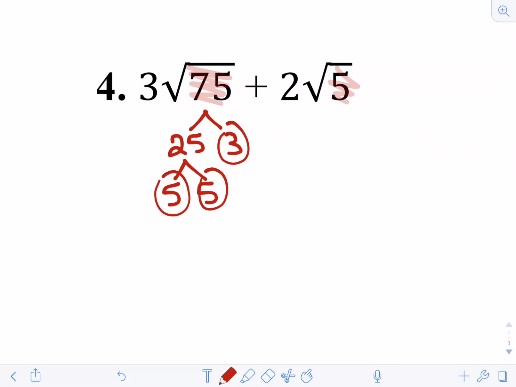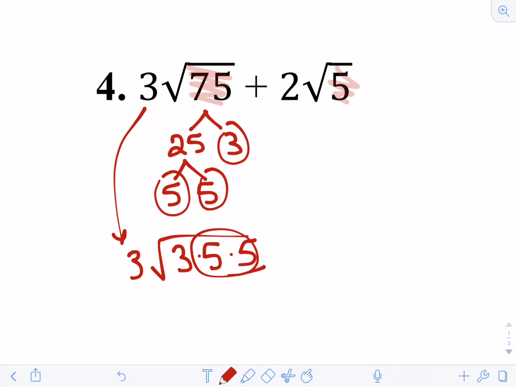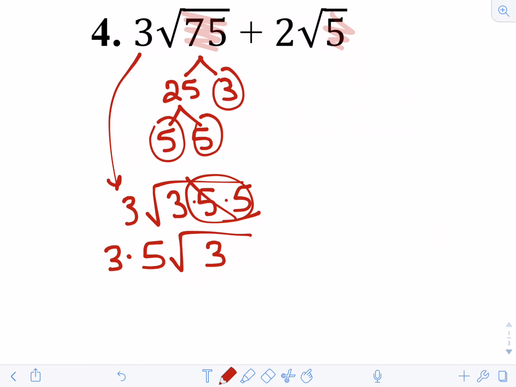So you still have a 3 on the outside. I'm going to bring that straight down. And then we have 3 times 5 times 5. So I have a pair of 5s I can pull out. So I'm going to bring that 3 down, have my 5s, that's gone, and I have a 3 left over. Okay, so when I simplify that, 3 times 5 is 15. Oops, not plus. And then I just have the square root of 3.